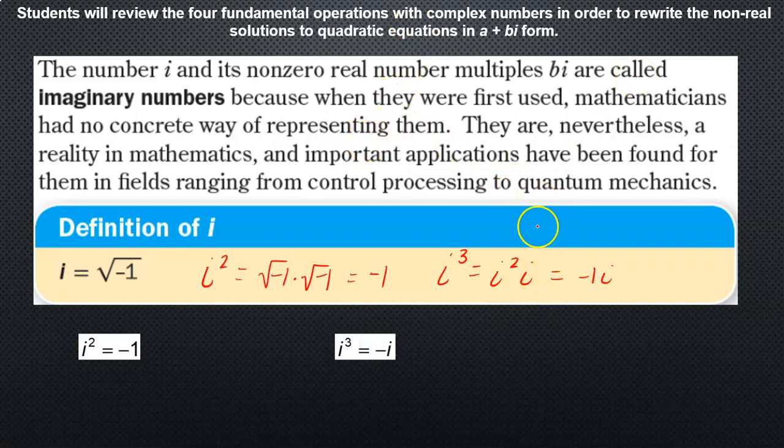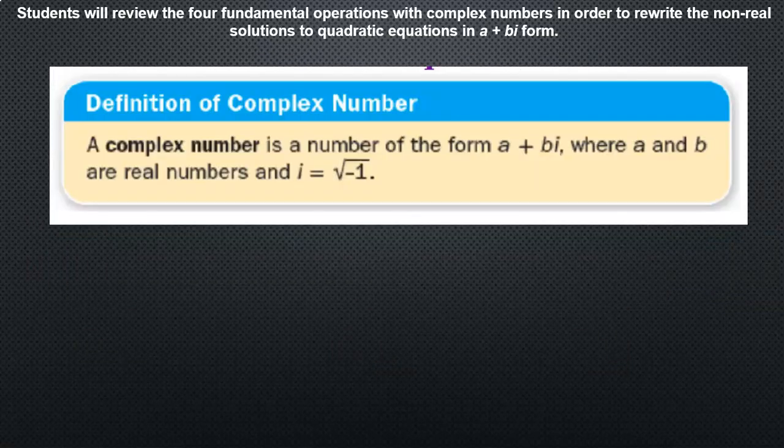And then I to the 4th is I squared times I squared. And I squared times I squared is -1 times -1, which is just 1. So those are just cool, interesting facts about I. All right? You do want to remember that I squared is -1, because I is the square root of -1. So you want to remember that.